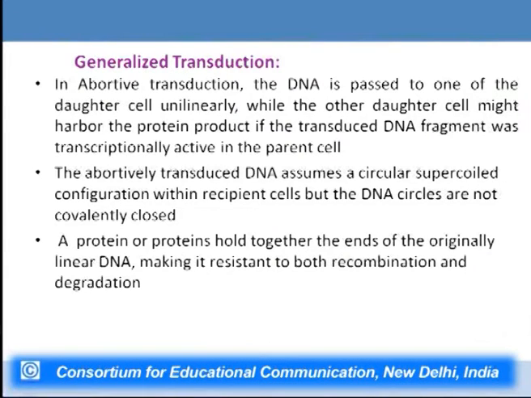Now, a protein or proteins are responsible for holding the ends of the originally linear DNA together. The DNA fragment which was transferred into the recipient was originally linear, but now it has become supercoiled circular and the ends are held together by protein, and this particular aspect makes it resistant to recombination as well as degradation. Usually DNA fragments which are present in the cell are susceptible to digestion by DNases, but because of the circular configuration, the two ends are held together, so it is not subjected to recombination as well as degradation by DNases.